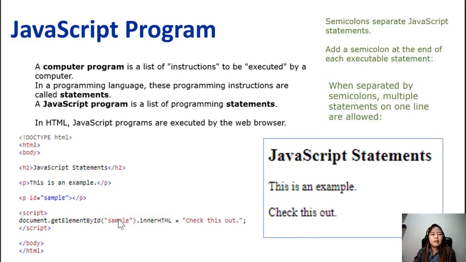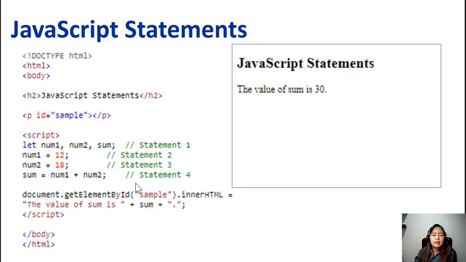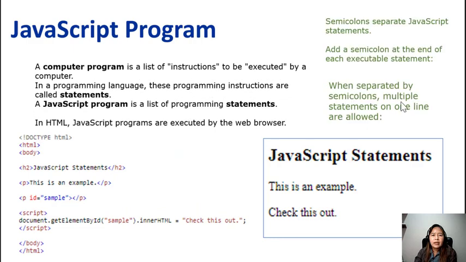Okay, so that's why this is the output that you will see when you run this code. So as what you have noticed in these examples here, we end our JavaScript statements with semicolons. Okay, so just like in the previous example. So note that HTML does not end with a semicolon, but our JavaScript statements always end with a semicolon.